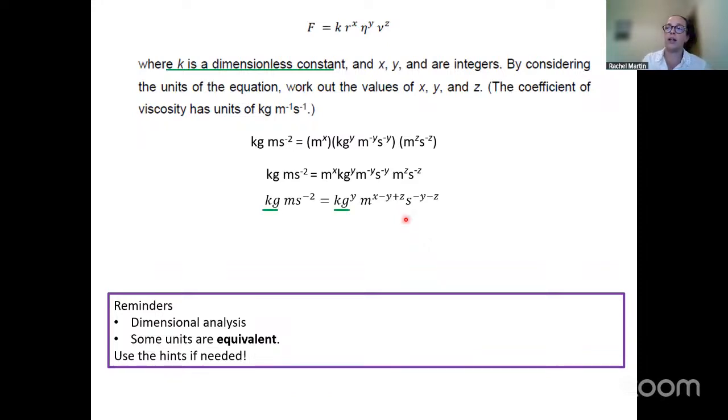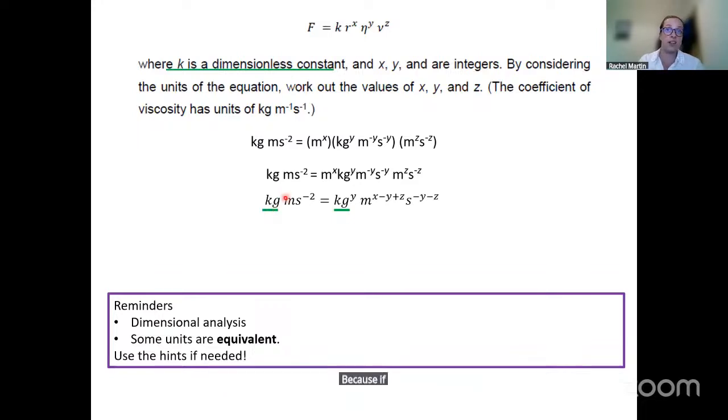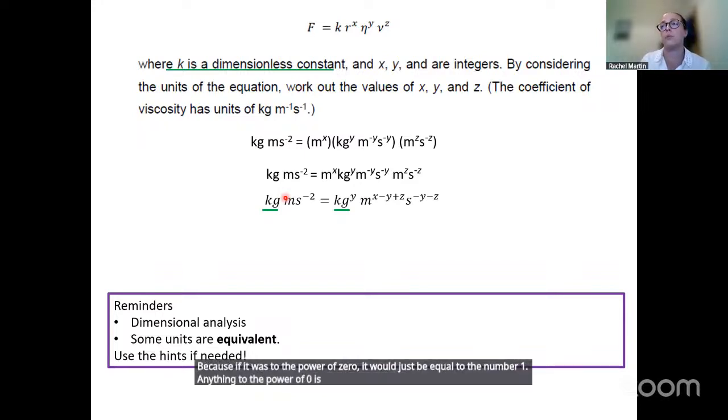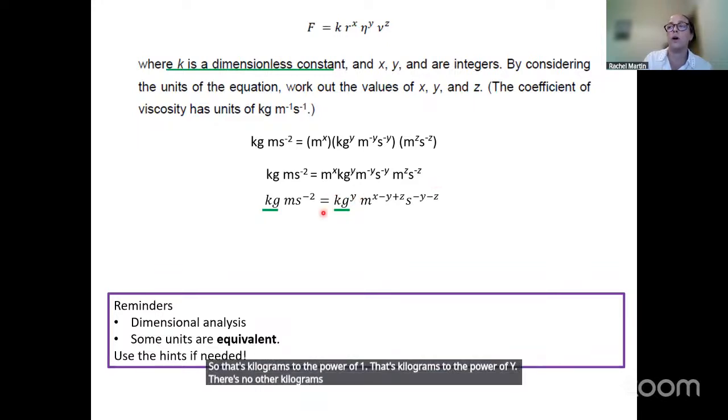So if I look at my simplest set of units, I've got kilograms on the left-hand side. If there's no power, it must be to the power of 1, because if it was to the power of 0, it would just be equal to the number 1. Anything to the power of 0 is 1. So that's kilograms to the power 1. That's kilograms to the power y. There's no other kilograms, so y must be equal to 1.